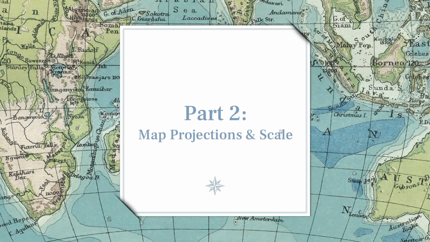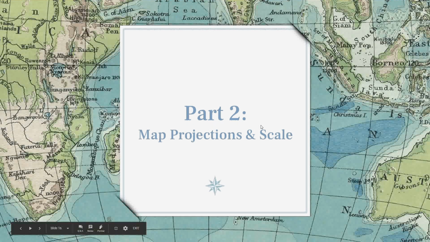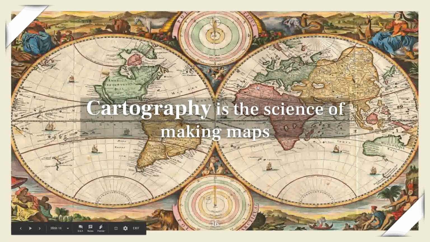Hey, here we go. Part two of chapter one, How Geographers Look at the World, is called Map Projections and Scales. Here we go. Okay, so cartography is the science of map making.